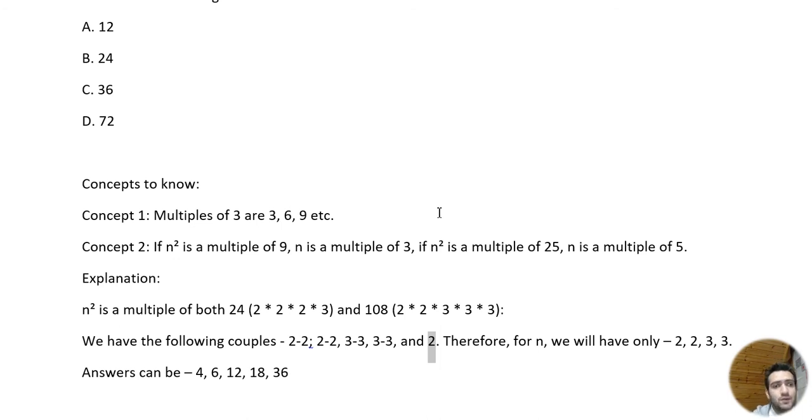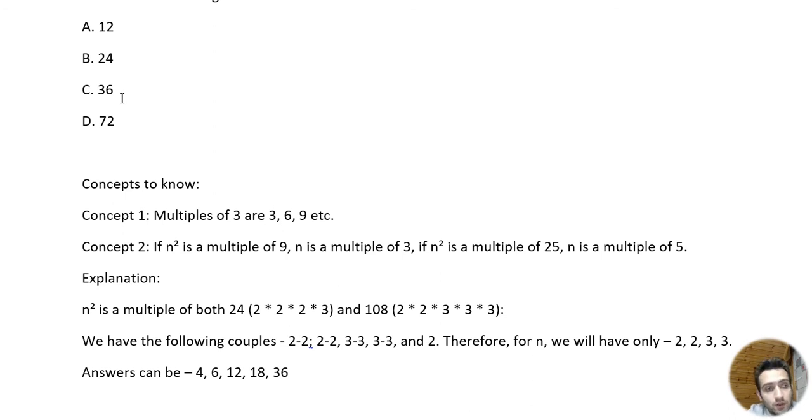is a multiple of 24 and 108, n itself can be a multiple of 4, which is 2 multiplied by 2, 6, which is 2 multiplied by 3, 12, which is 2 by 2 by 3, 18, which is 2 by 3 by 3, and 36. So the combinations of these figures. And out of the answers, we can choose 12 and 36.